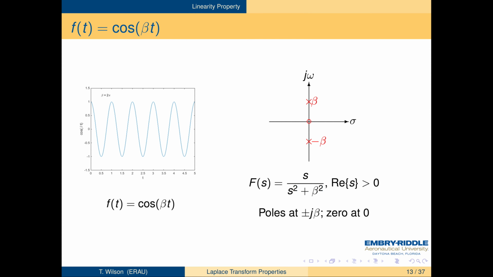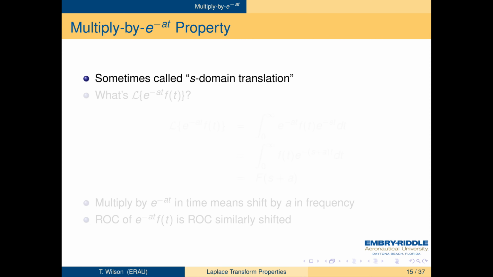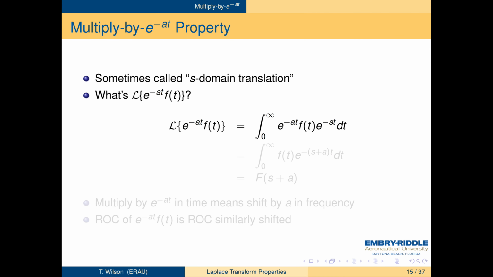Multiply by e to the minus alpha t property. Another property of the Laplace transform is the multiply by e to the minus alpha t property, sometimes called the s-domain translation property. Suppose we know the Laplace transform of f of t. Let's find the Laplace transform of e to the minus at times f of t. Plugging e to the minus at f of t into the Laplace integral, we can sum the exponents of the product exponentials, and then recognize that this is just the definition of the Laplace transform, where s has been replaced by s plus a.